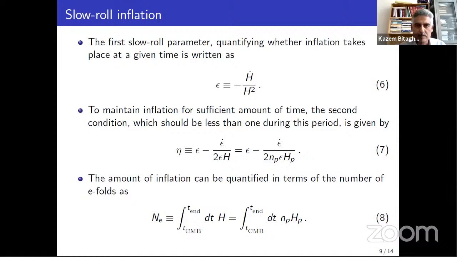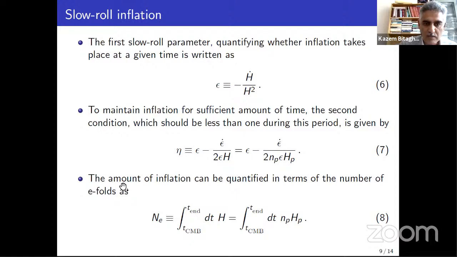Now, because the system is time dependent, we go to the slow roll inflation conditions. The first slow roll parameter, quantifying whether inflation takes place at a given time, is epsilon, which is given by this equation versus the Hubble parameter. To maintain inflation for a sufficient amount of time, the second condition, which should be less than 1 during this period, is given by eta. And you see that the Hubble parameter in the denominator has been scaled by the Planck mass, and N_P appears here.